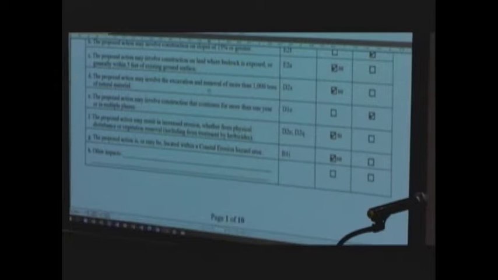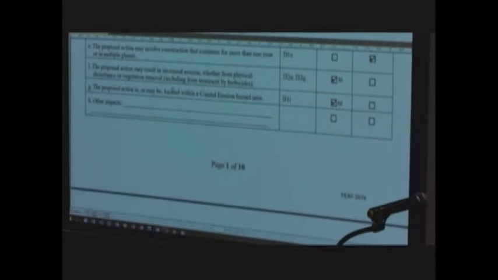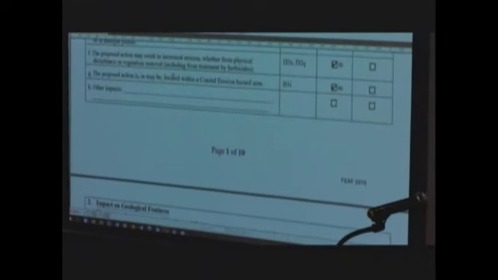The next one would be construction that occurs for more than a year. We've talked previously, we anticipate about a 2-year construction project for this. And then for small impacts, we've identified potential for increased erosion, largely associated with construction activities. And then that is it actually for impact on land resources.